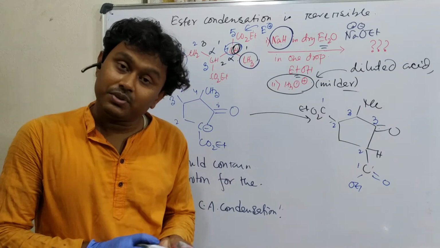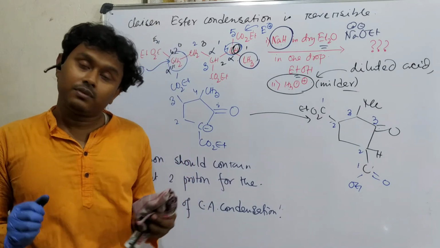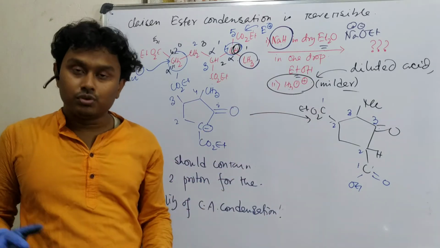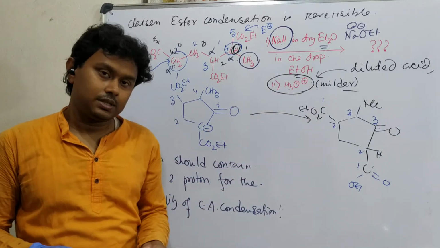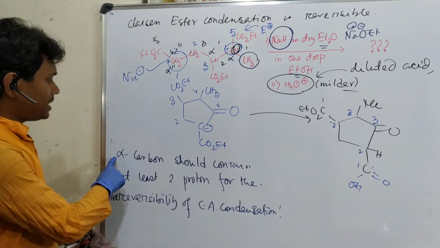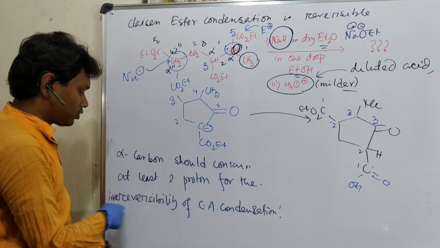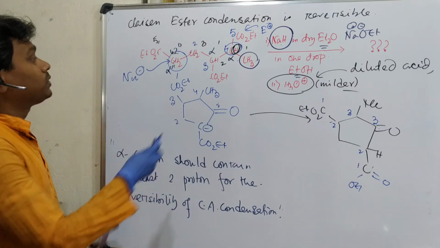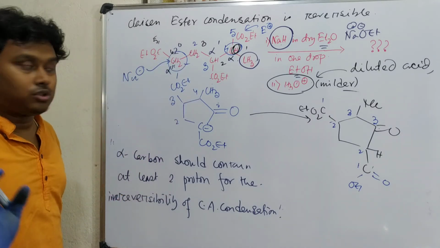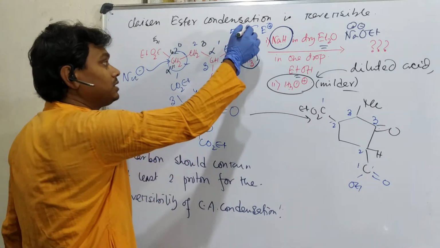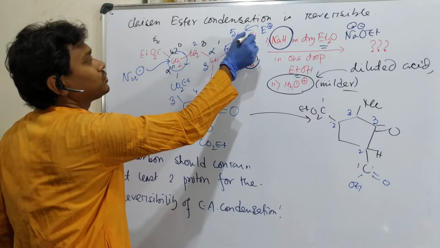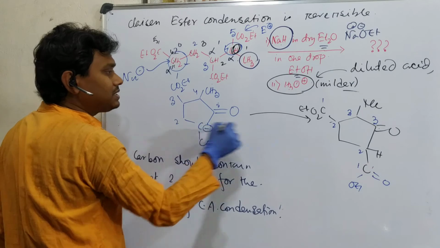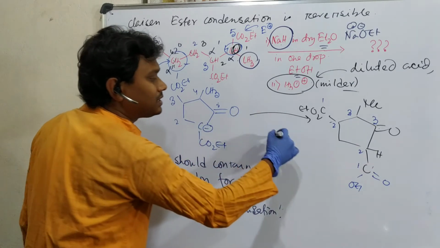If your concept is clear, then I believe you can crack this question very easily. Now, if this question is given to you in the exam hall, how do you solve it within 30 seconds? First of all, you have to keep one piece of information in mind: the alpha carbon should contain at least 2 protons for the irreversibility of the reaction. Now find out where 2 protons are possible. Only here. So this is the nucleophilic carbon. Is the 1,5 position possible? 1, 2, 3, 4, 5. So this will attack. Just construct a ring first.